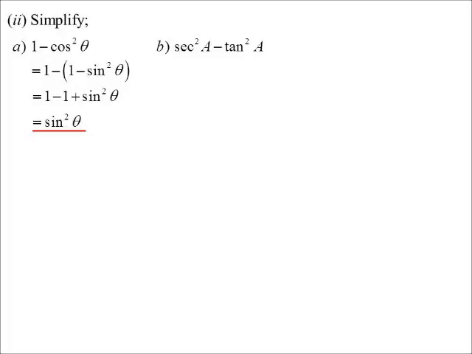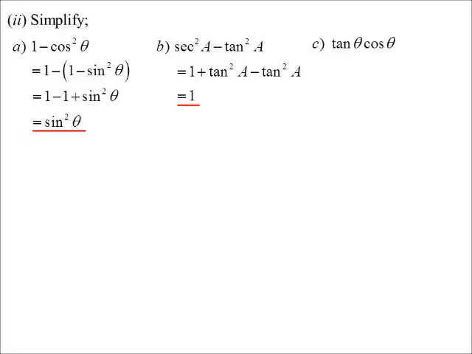Sec squared minus tan squared. Well, I've got a relationship that says 1 plus tan squared is sec squared. Maybe I'll substitute that straight in. So 1 plus tan squared is sec squared. Oh look, tan squared minus tan squared, 1.